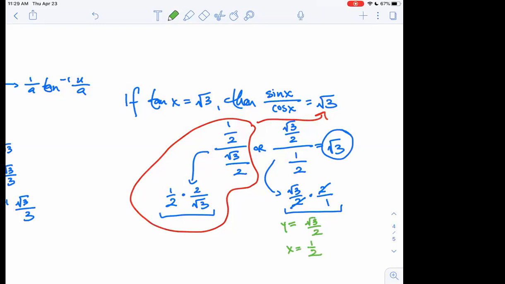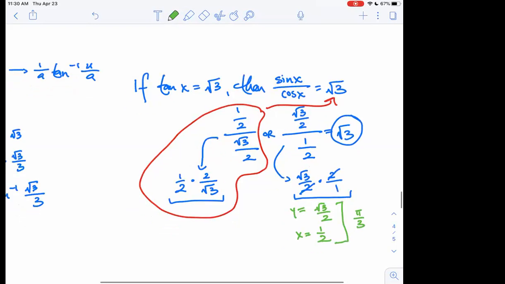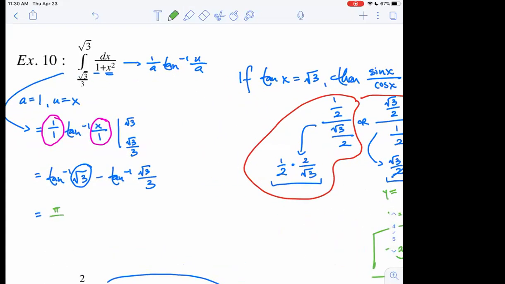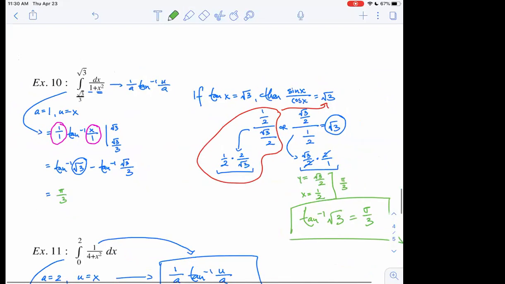And when you find that angle, you should get that that is going to be pi over 3, okay? Another way to say that is that arctan of root 3 equals pi over 3. So that means that this first part here, I'm going to replace with pi over 3.